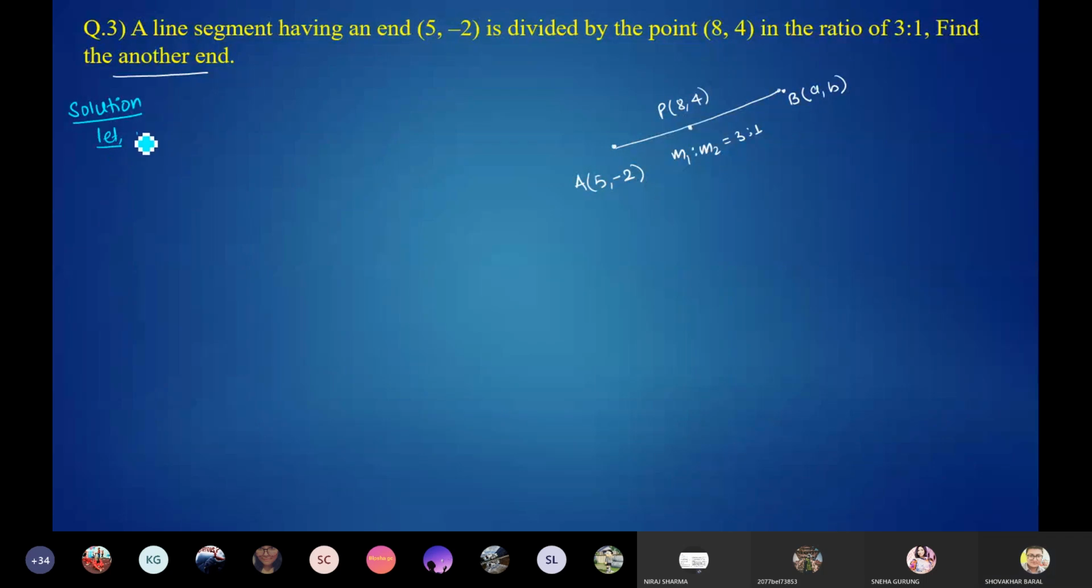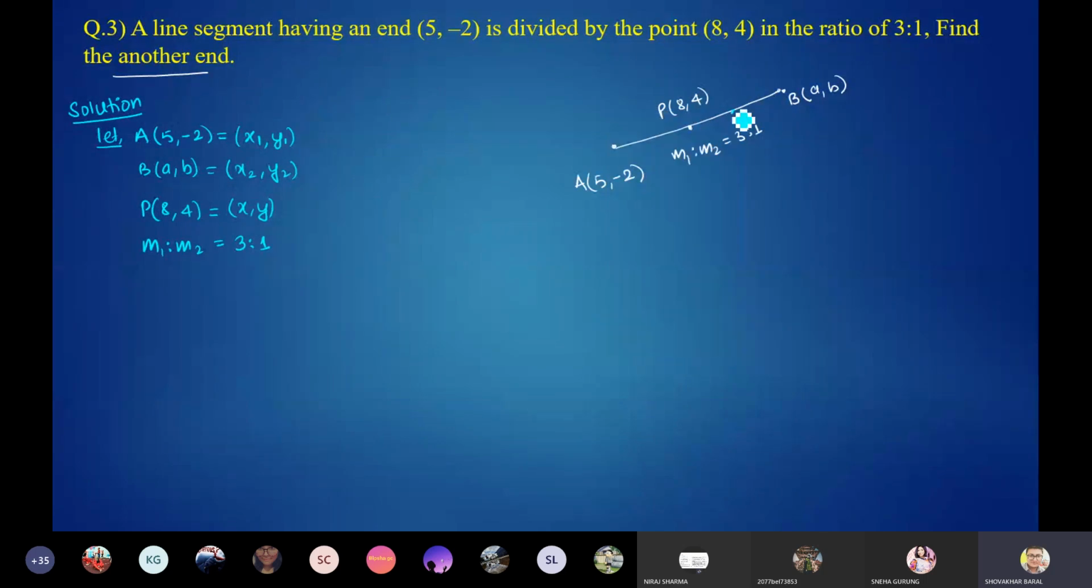Let A 5 comma minus 2 is equals to x1 comma y1. B A comma B is equals to x2 comma y2. If you make the figure, then it will be clear from there, so that you can write it here easily. P 8 comma 4 is equals to x comma y. Okay, this is the point of the division that is in between AB, and the ratio is M1 is to M2 is equals to 3:1.